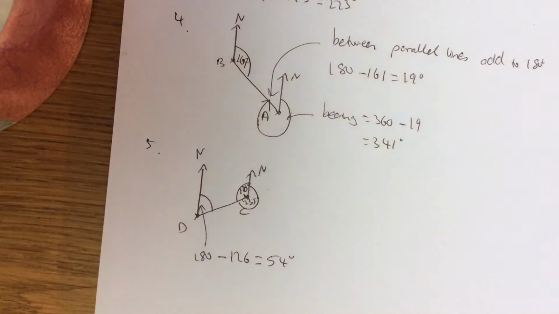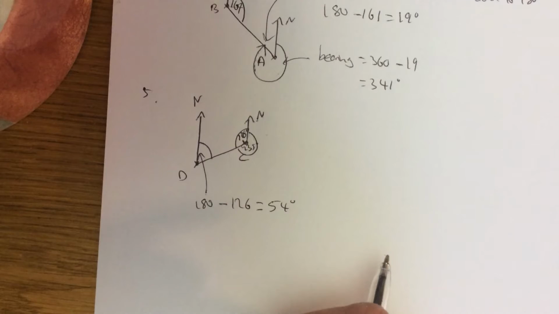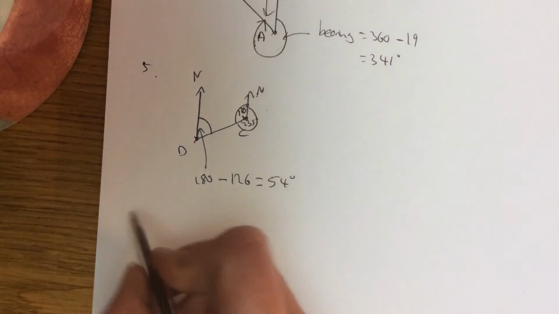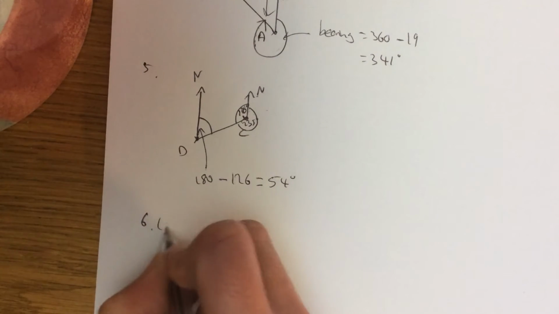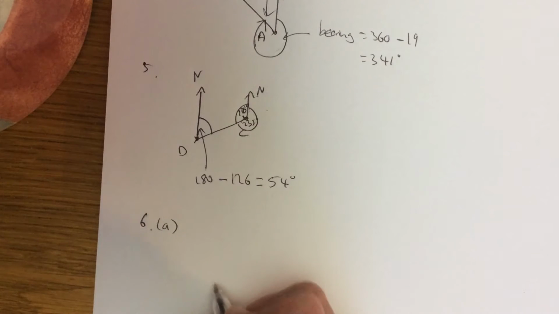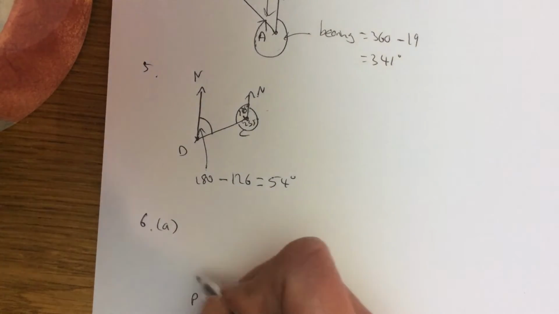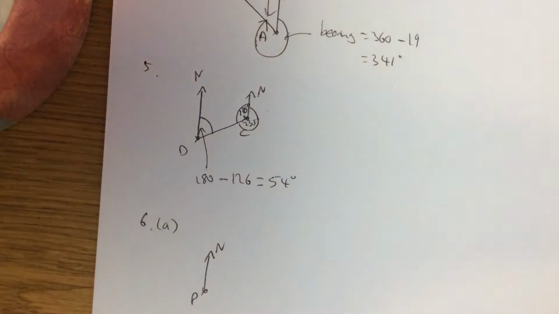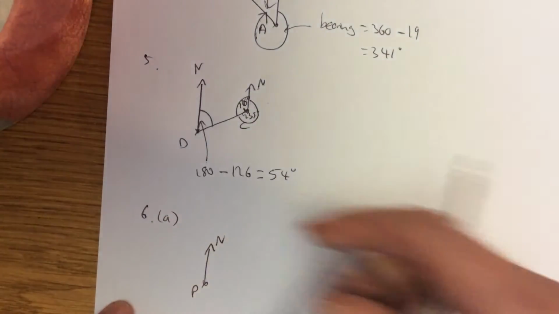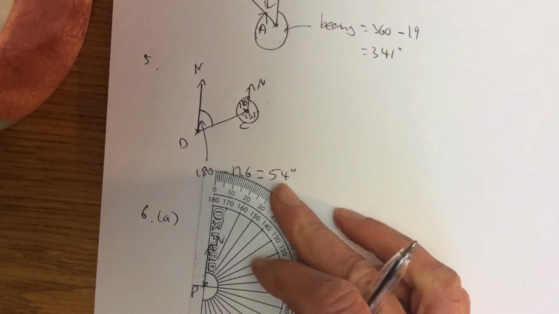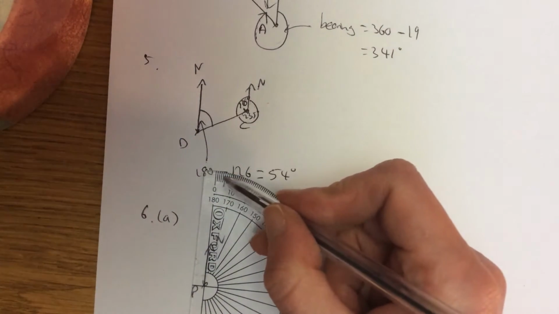Question 6. It says, draw and label each of the following 3-figure bearings. In each case, assume that north is parallel to the margin. I'm just going straight up the page. So for A, mark P on your page. Draw Q, which is 5 centimetres from P on a bearing of 75. So put your north sign in and put your protractor on, and you want 75 degrees.